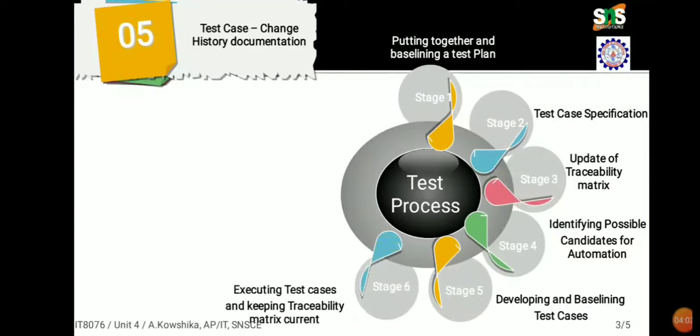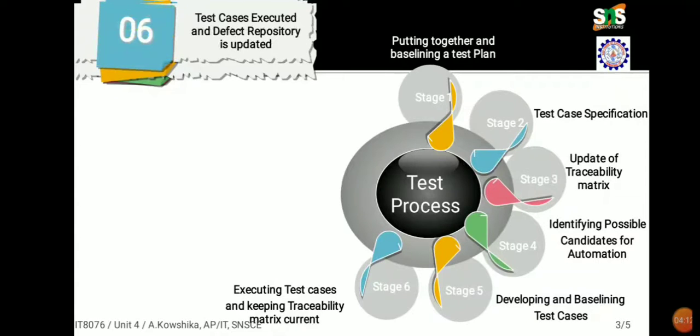Stage 5 of the test process is developing and baselining the test cases. Here we will develop the test cases and baseline them. Again, the change history of the test case is also important. That documentation will be present in this stage 5. Stage 6 is executing test cases and keeping the traceability matrix current. Test cases will be executed and the matrix will be updated. This matrix update happens along with the defect repository update also.